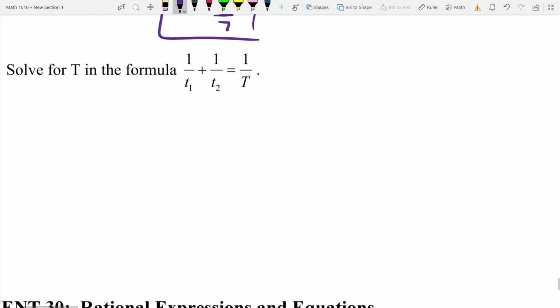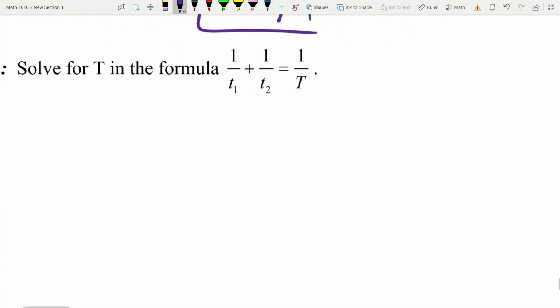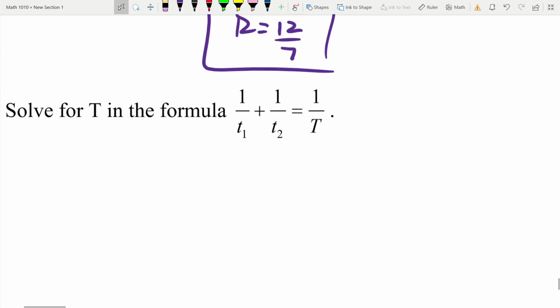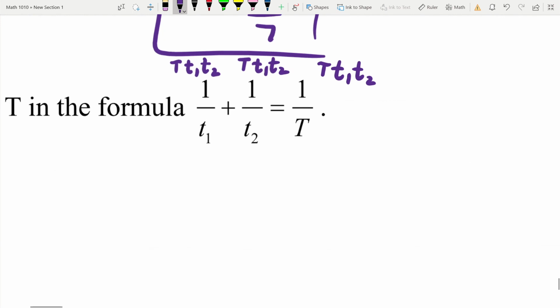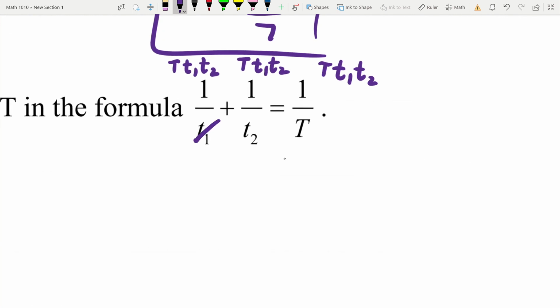Okay, solve for t. Now, this one I think is going to be kind of tougher. They don't give me any values. So the common denominator is going to be t times t sub 1 times t sub 2. I have to have all of those. So let's go t sub 1, t sub 2, t sub 1, t sub 2. Okay? T sub 1 cancels with t sub 1, and you get t times t sub 2.